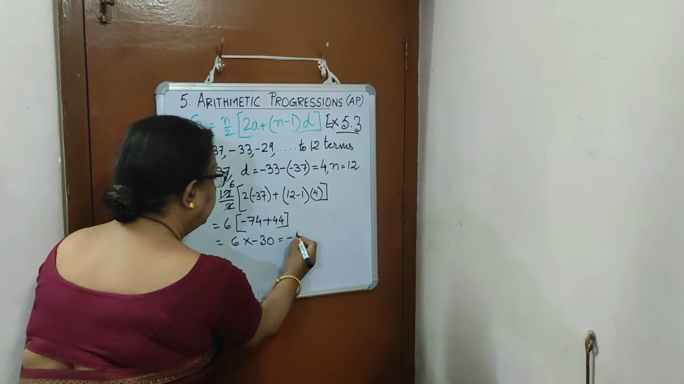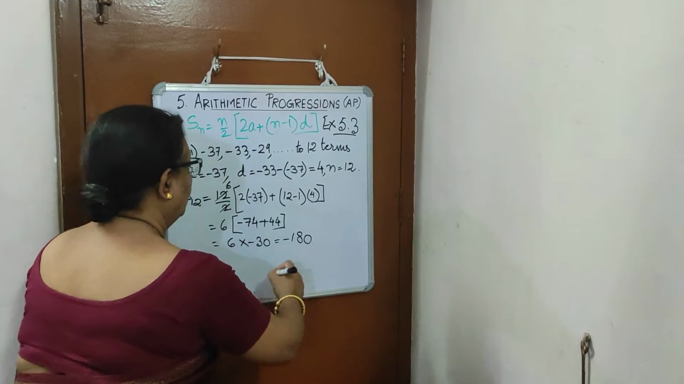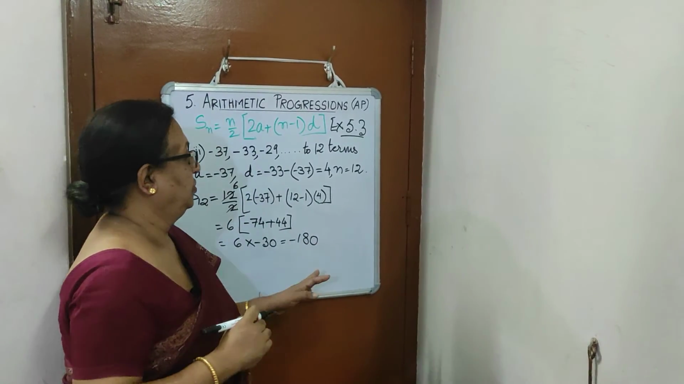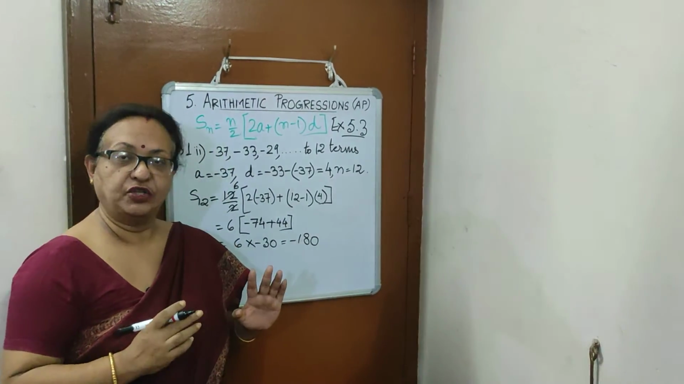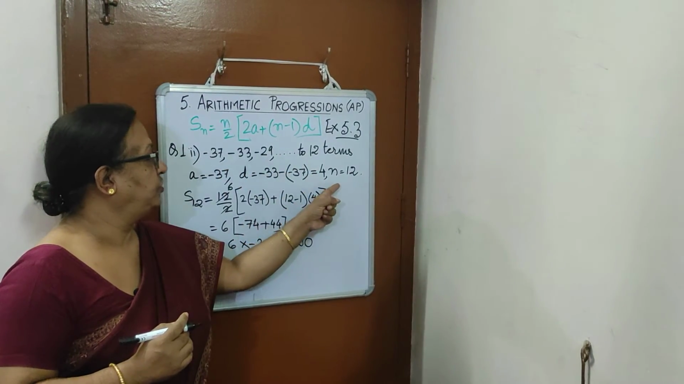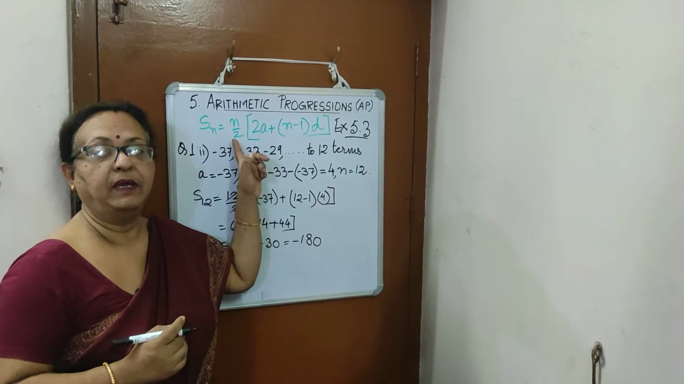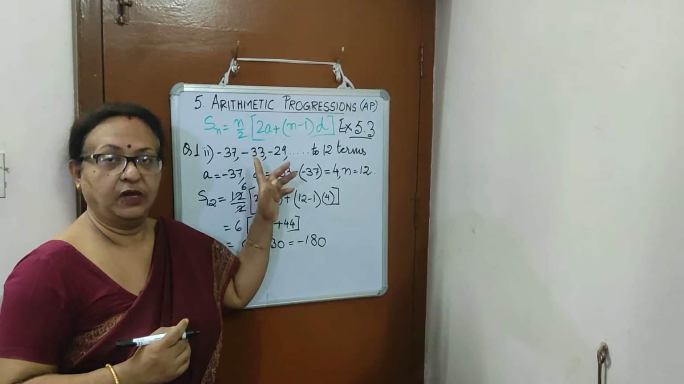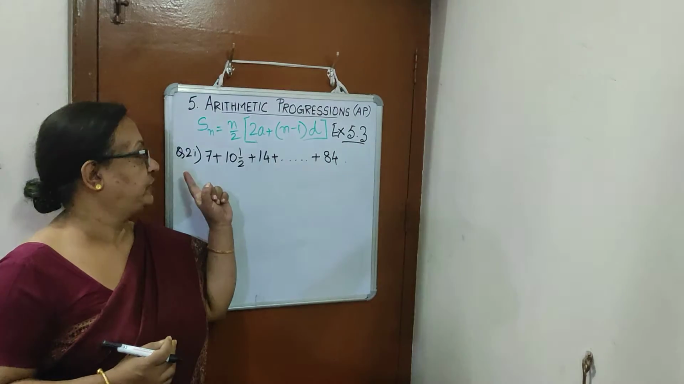That is equal to minus 180. So, okay children, understood the sum? First write down what's given in the question, what all are given to you, and then substitute them in the given formula. Next one children, question number 2.